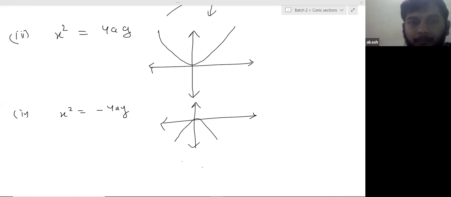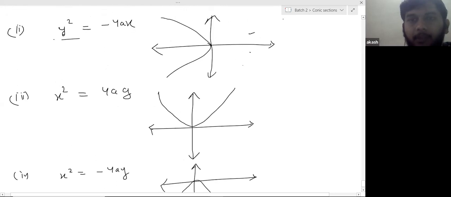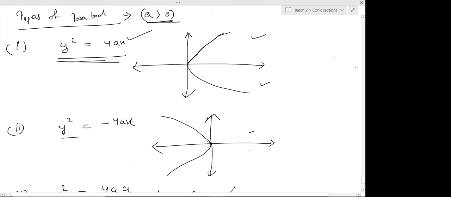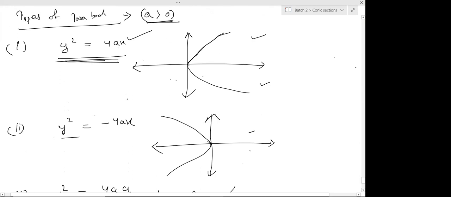All right. Second type. Yeah, this is the second type. Atisha, just draw these diagrams. There are four types of parabola. This is the first one. First, second. Just this equation and the diagram. You have to just fit this into your mind.